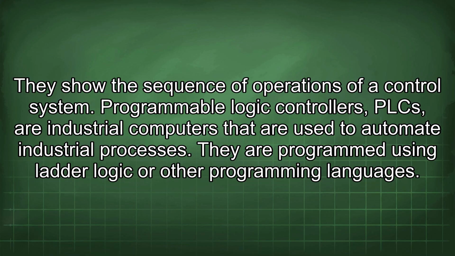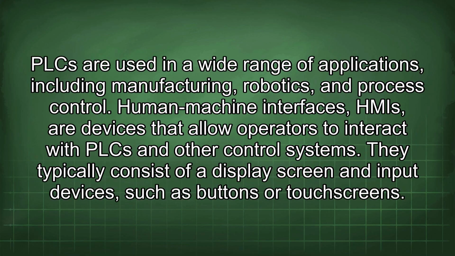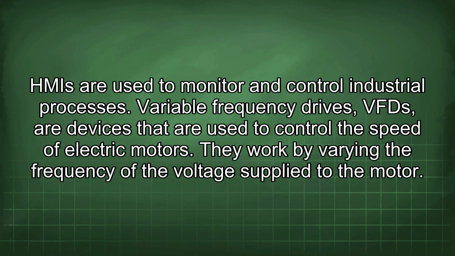Programmable logic controllers, PLCs, are industrial computers that are used to automate industrial processes. They are programmed using ladder logic or other programming languages. PLCs are used in a wide range of applications, including manufacturing, robotics, and process control. Human-machine interfaces, HMIs, are devices that allow operators to interact with PLCs and other control systems. They typically consist of a display screen and input devices such as buttons or touchscreens. HMIs are used to monitor and control industrial processes.